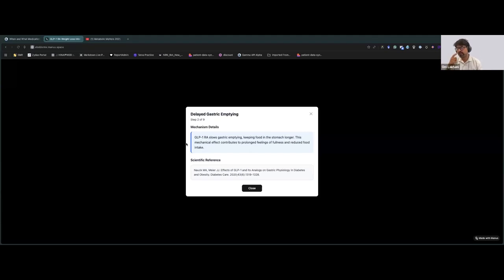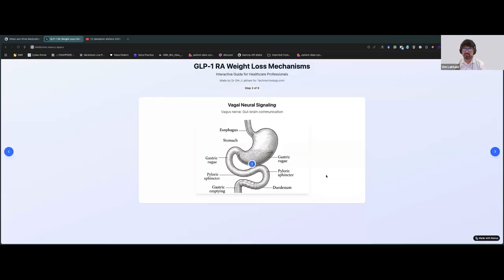In a conveyor belt, if it is jammed, the conveyor belt stops working. It's the same thing. So it is sending a signal to the stomach upstream that I don't want more food. Now, the same thing we are using when we are giving these agents exogenously, from outside. So this is the second mechanism, that it slows down the gastric emptying process.